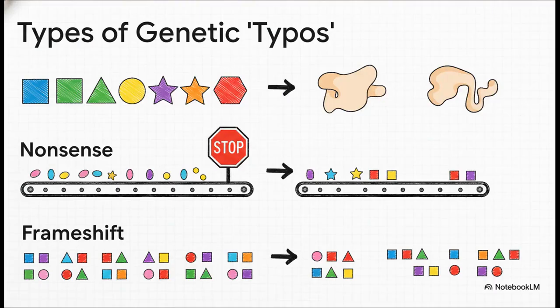And that's just one way the code can go wrong. There are others too. A missense mutation, for example, swaps one amino acid for another, which might be okay, or it might totally change the protein's shape and function.